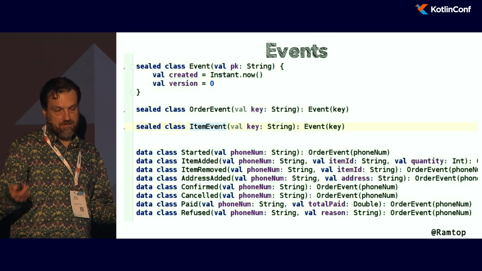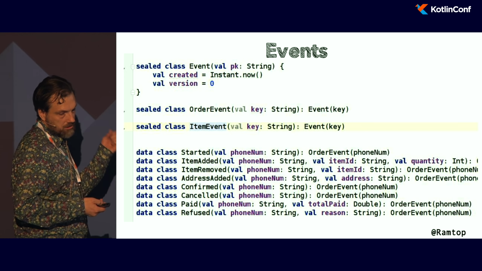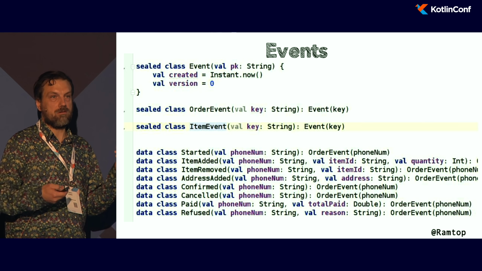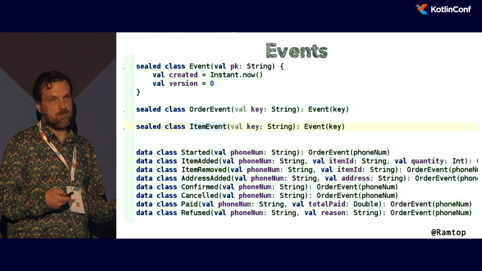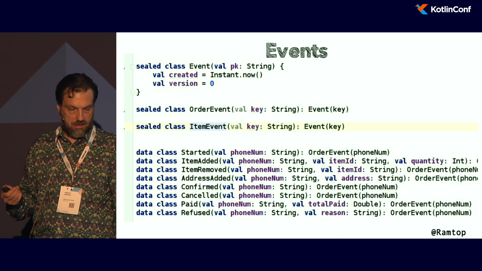And then, same thing, you have the events. So we have in this case two aggregates, which are the order and the item. And so we have some events for creating the items and some events to create the order.